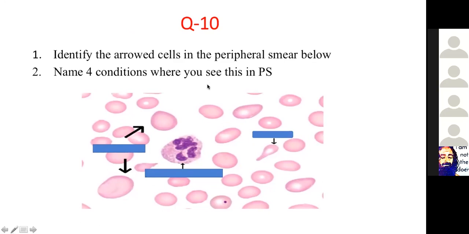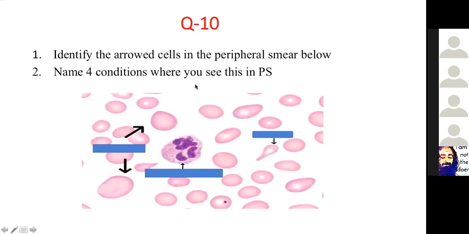So somebody has written hypersegmented neutrophil, so that's right. Teardrop cell, so that is also right. And the other thing is a macrovalocyte. So perfect. So all 3 are correct. You are seeing macrovalocytes, hypersegmented neutrophils, and teardrop cells. Name 4 conditions where you see this. You don't want half marks, you have to get the full marks.